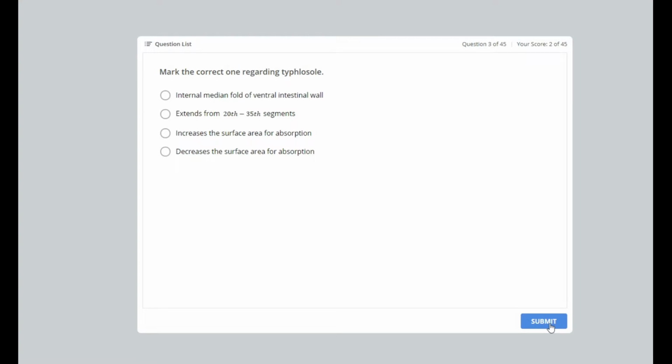The third question, mark the correct one regarding typhlosole. The first option, internal median fold of ventral intestinal wall. Second one, extends from 20th to 35th segments. Option 3, increases the surface area for absorption. Option 4, decreases the surface area for absorption. So which is the right one? Option C is the right one, increases the surface area for absorption.